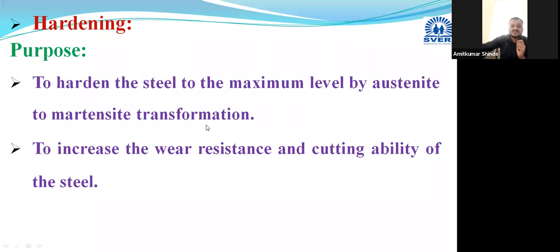Now we will start with the hardening heat treatment process. For your better understanding, I will start with the purpose of the process. Now, why are we performing or conducting the hardening heat treatment process?